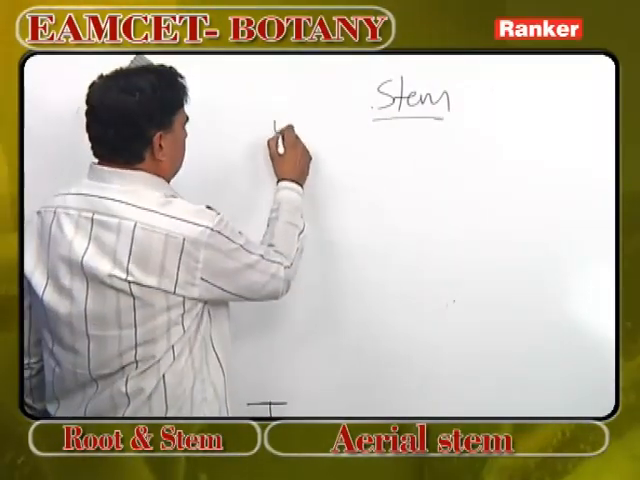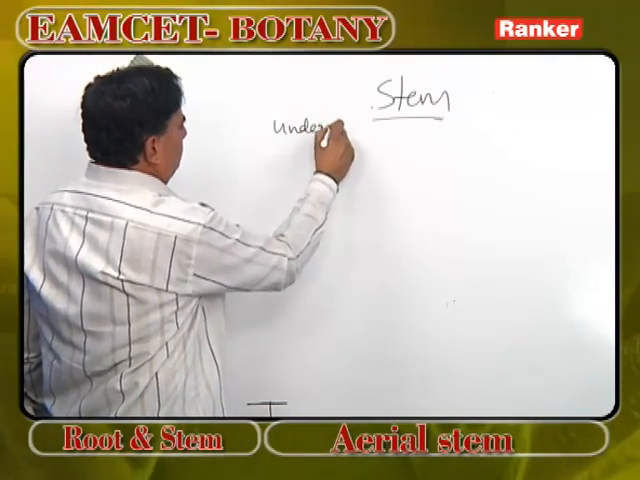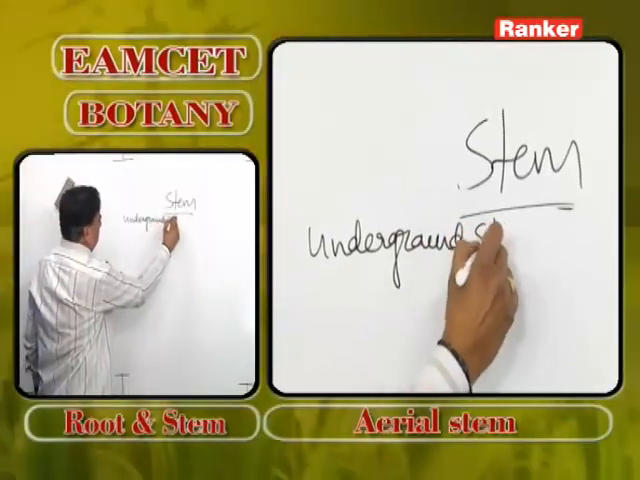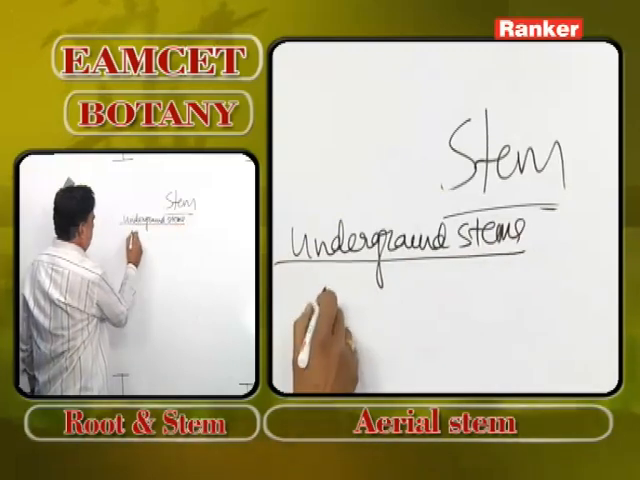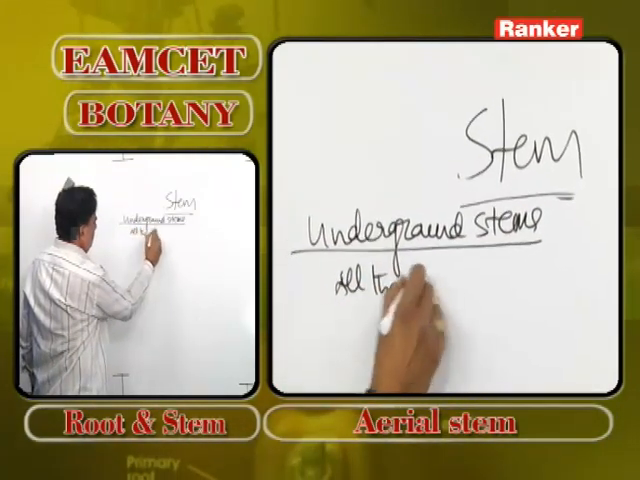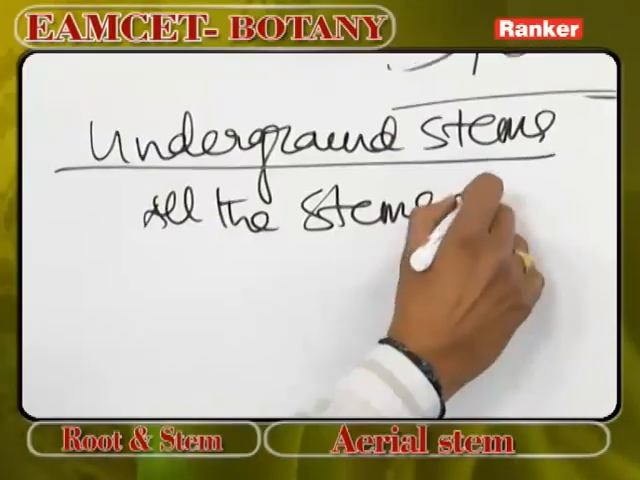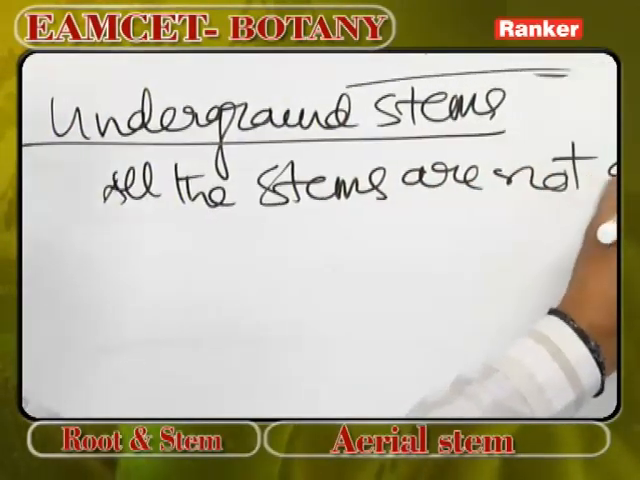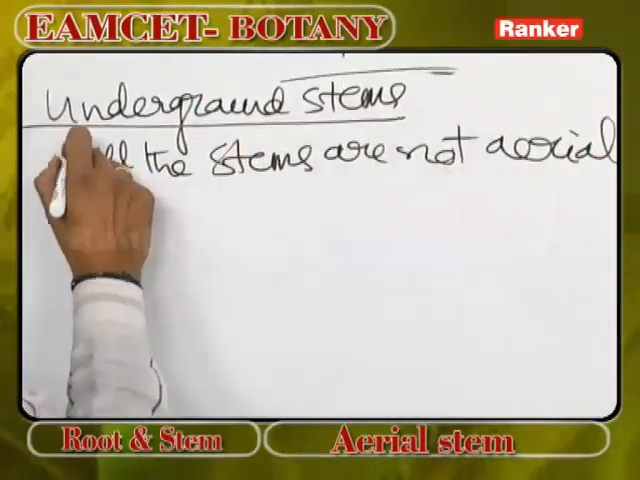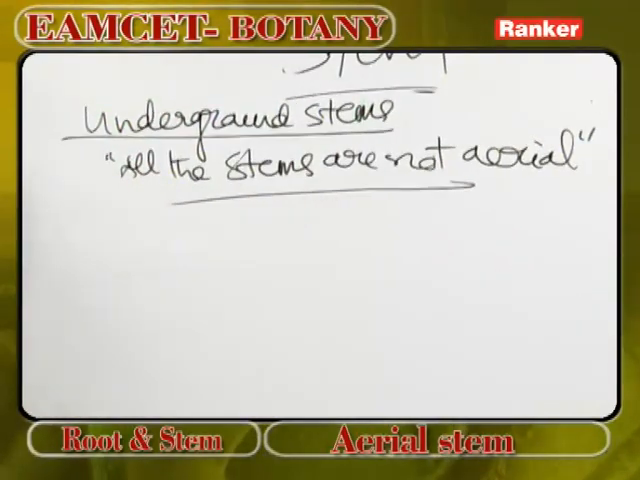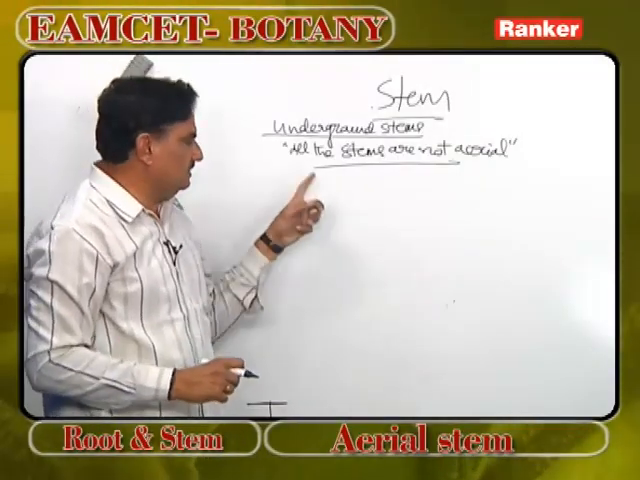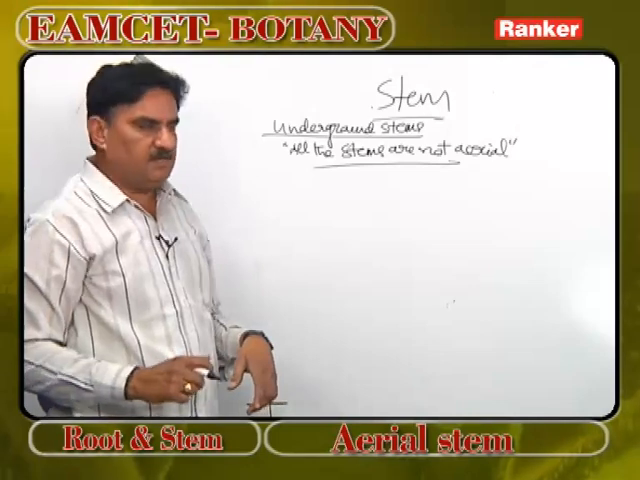Now coming to the last one, underground stem modification. Underground stem modifications prove that all stems are not aerial. That means all stems are not present aerially. There are some stems which are present even underground.